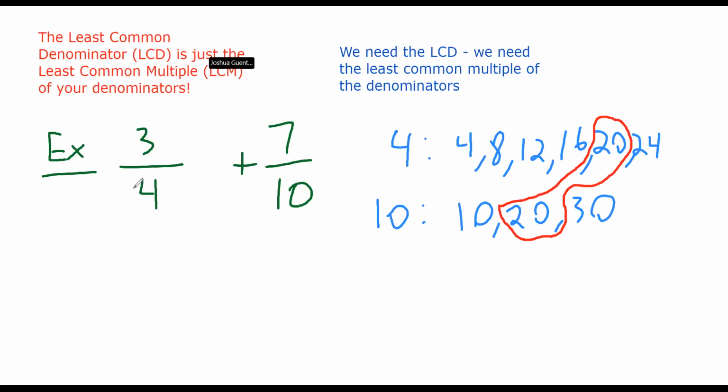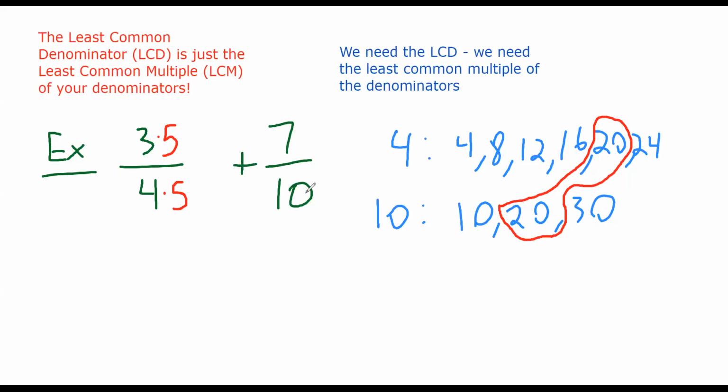So here's what we're going to do. What would 4 need to get multiplied by to get it up to 20? 5. So I'm going to multiply the bottom by 5. So what do I also need to do? Exactly. Multiply both the top and bottom by 5. And only on this fraction. We'll adjust this fraction separately. Let's do it right now.